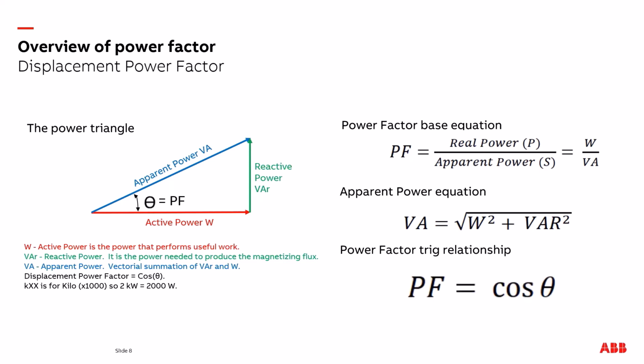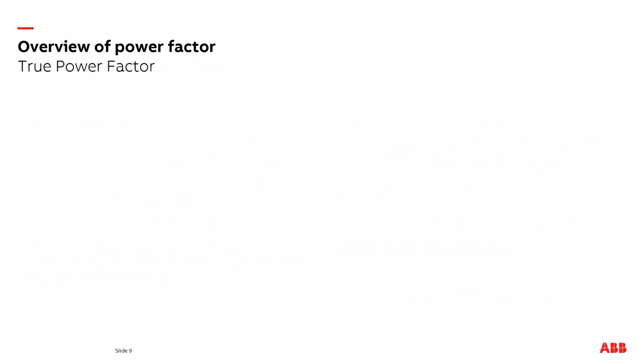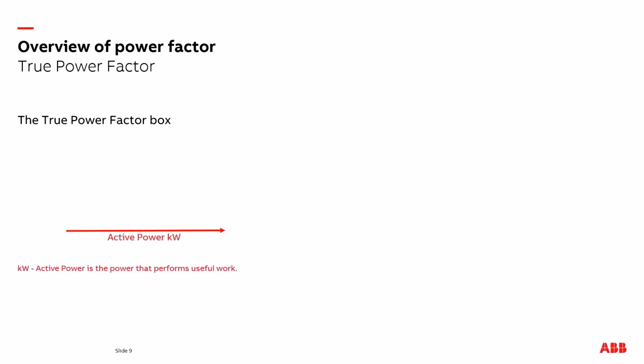So this is displacement power factor. One of the things that we have to understand is displacement power factor can be corrected by a ULH drive. Let's look at true power factor. We'll start with a true power factor box. Initially, we have our active power in kilowatts on our horizontal plane, and then we have our reactive power, kVAR, on our vertical plane. Connecting together, it gets our apparent power in kVA. That was our displacement power factor, and that's your triangle.